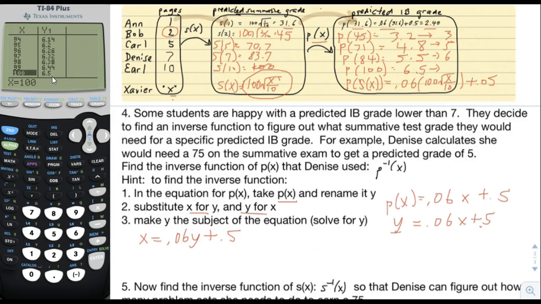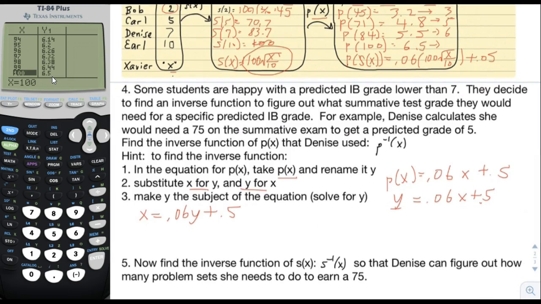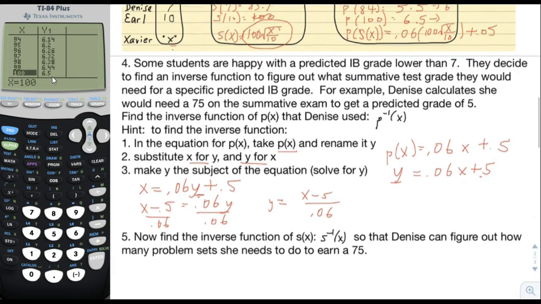Then we're going to make y the subject of the equation and solve for y. Making y the subject of the equation is solving for y. So we want y by itself on the left. How do we do that? Well, we're going to subtract 0.5 from both sides. And then we're going to divide both sides by 0.06. And now we'll have y equals x minus 0.5 divided by 0.06. Okay, so that is our inverse function.